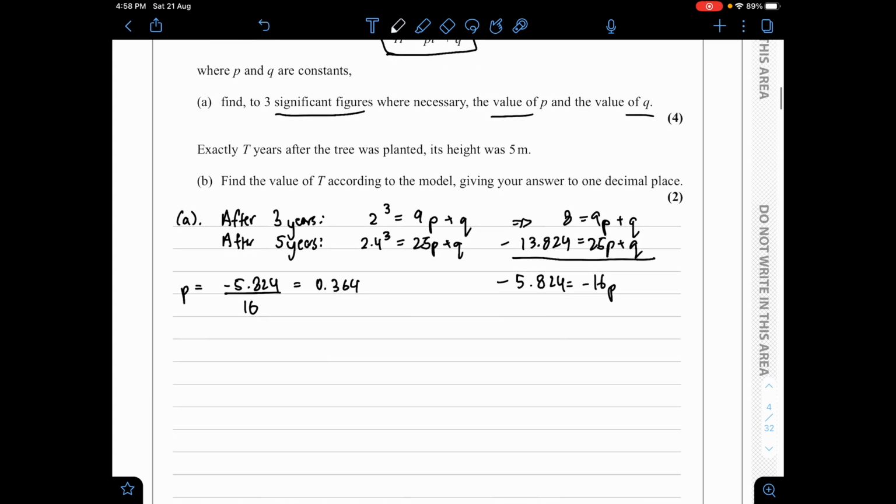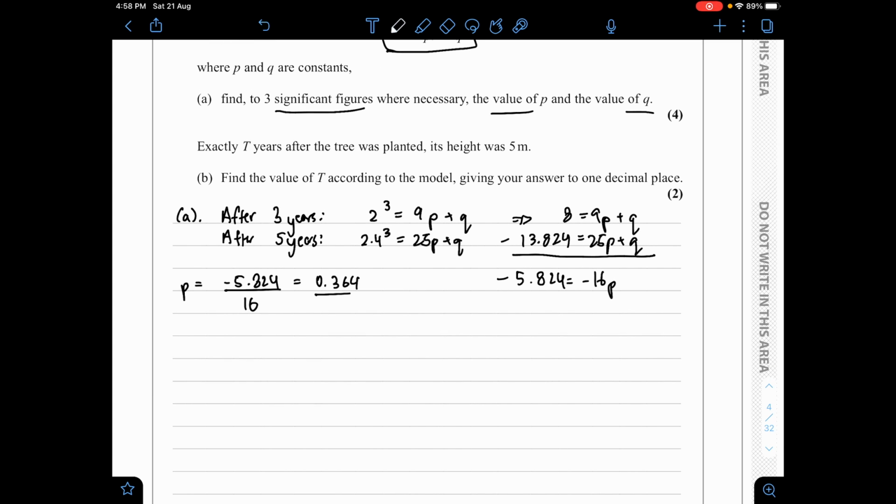That's fine. So now we need to substitute this value into an equation. Suppose this equation over here, so that will be 8 equals 9p plus q. So what we'll do here will be 9 times 0.364 plus q. We want to find what q is. So q will be 8 minus 9 times 0.364. So you're left with 4.724. But then obviously we have to round it to 3 sig fig, so that'll be 4.72. So this is our answer, our values of P and Q.